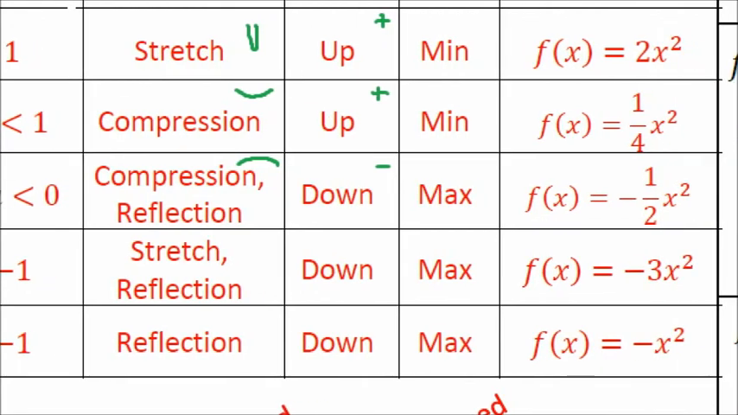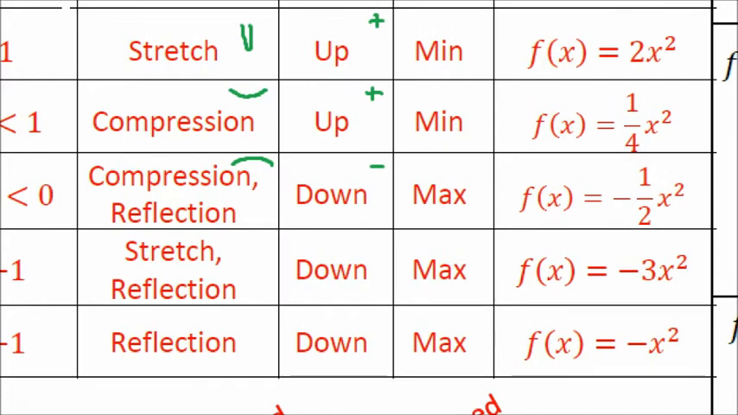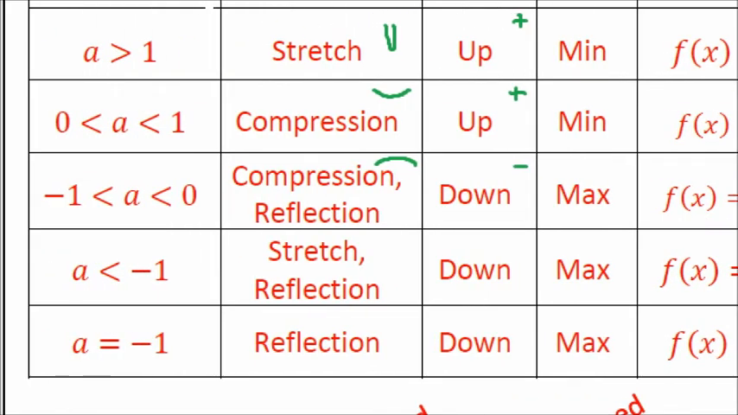F of x equals negative 1/2 x squared. Negative 1/2 is the value of a. The negative means the parabola faces down or is reflected. The 1/2 means the parabola is compressed.